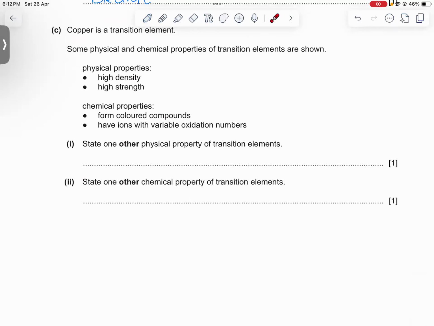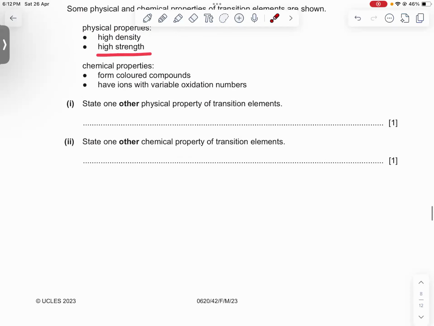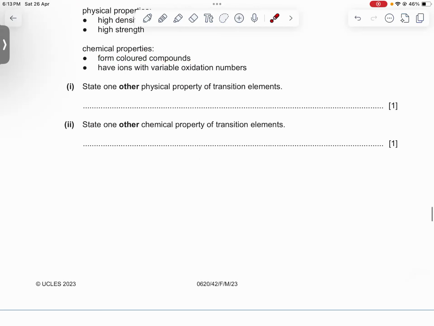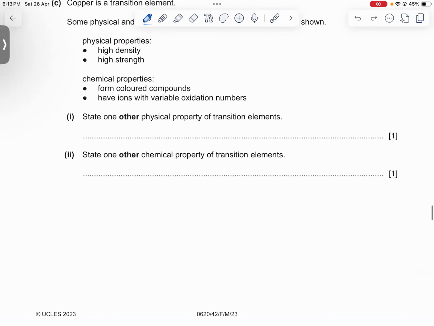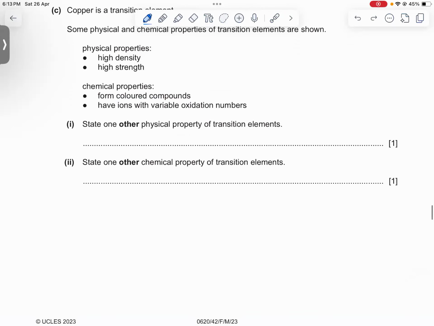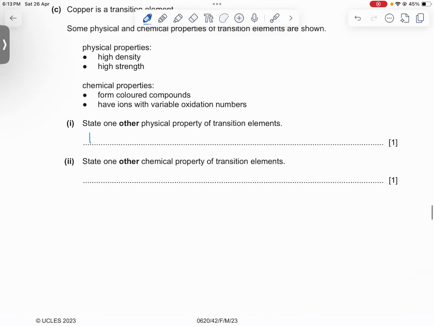Next question. Copper is a transition element. Some physical and chemical properties of transition elements are shown. Physical properties: high density, high strength, and so on. Chemical properties: form colored compounds, have ions with variable oxidation numbers. State one other physical property of transition elements. They form colored compounds and have variable oxidation numbers, but we want one more physical property. We can write that it has a high melting and boiling point.